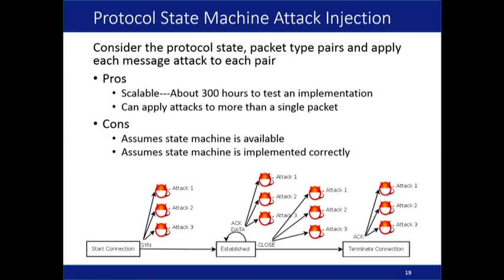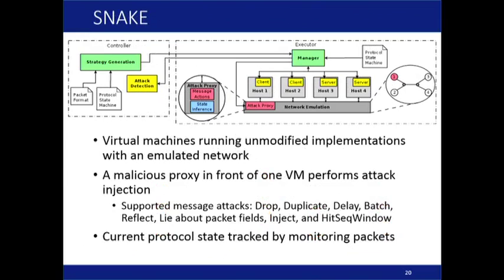Okay. So protocol state machine attack injection forms the core of our SNAKE attack finding tool. SNAKE is divided into two components, a controller and an executor. The controller takes as input the packet formats and protocol state machine and uses protocol state machine attack injection to generate a number of strategies to test. These are then sent to the executor or executors to attempt to test and determine whether there are actual attacks involved.